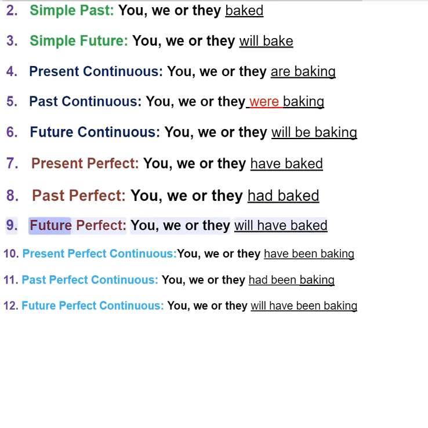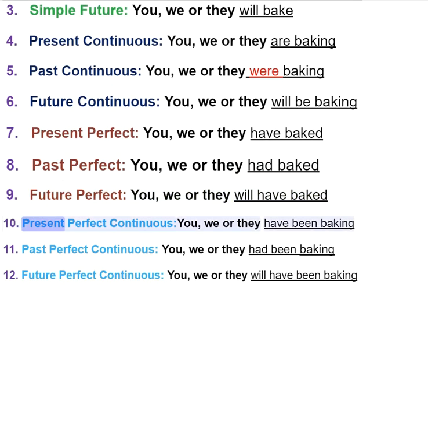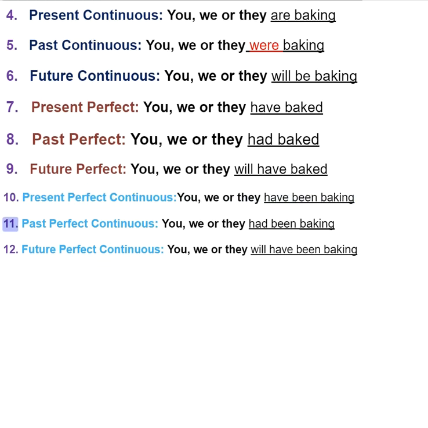9. Future perfect, you, we, or they will have baked. 10. Present perfect continuous, you, we, or they have been baking. 11. Past perfect continuous, you, we, or they had been baking.